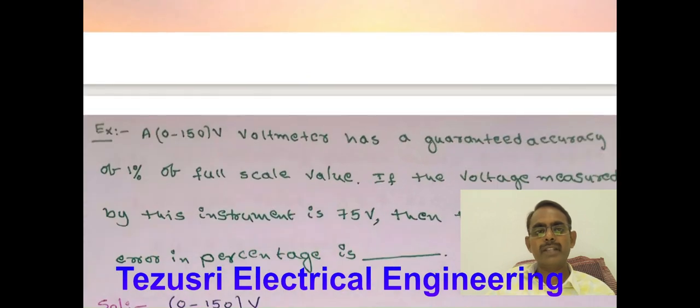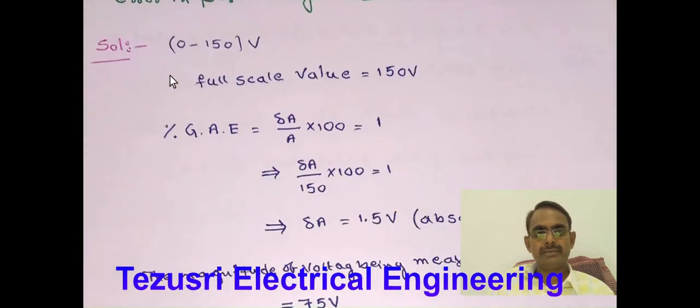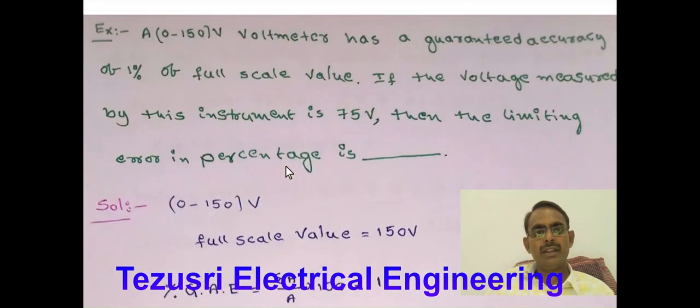We have to see one example here. A 0 to 150 volts voltmeter has a guaranteed accuracy of 1% of full scale value. If the voltage measured by this instrument is 75 volts, then the percentage of limiting error is dash.